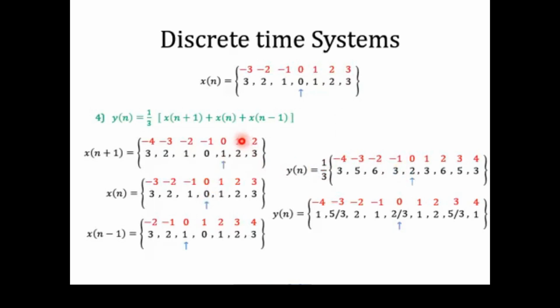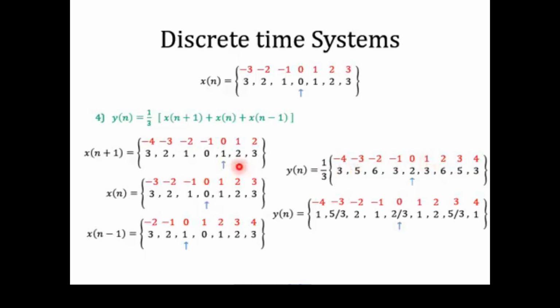Similarly, at 1 index, the sample value is 2. Here the sample value is 1 and here the sample value is 0. So 1 plus 2 is 3 at 1 index. Similarly, at 2 index, the sample value is 3. Here the sample value is 2 and here the sample value is 1. So 1 plus 2 is 3 and 3 plus 3 is 6. So the answer of summation will be equal to 6 corresponding to 2 index.